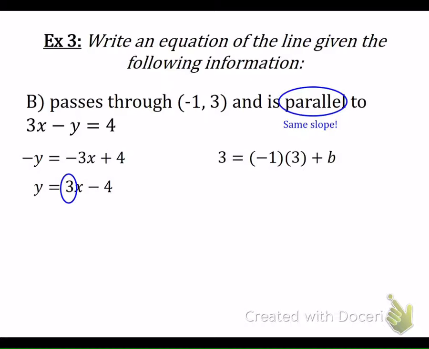Now, I was given an ordered pair. The ordered pair is an example of an x and a y value that works in the equation. So I'm going to plug negative 1 in for the x. I'm going to plug 3 in for the y. I'm going to use this as my slope. I'm going to find b. I'm going to add 3 to both sides. What's 3 plus 3? 6. So now I have the new b, which is 6.